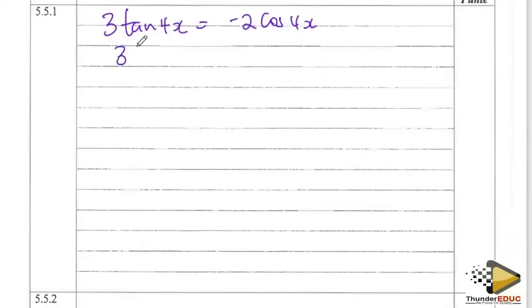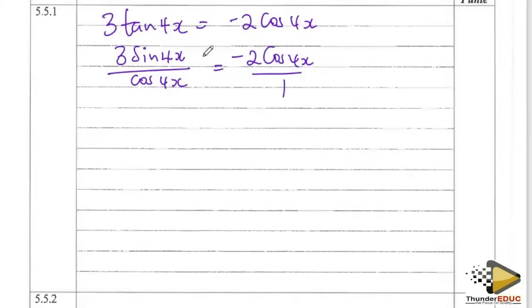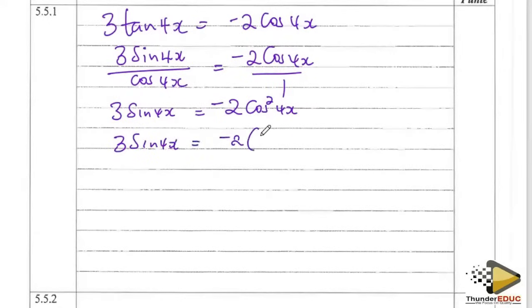Okay, I'll say 3 sine 4x over cos 4x is equal to negative 2 cos 4x. And then I'll do my cross multiplication. I have 3 sine 4x is equal to negative 2 cos squared 4x. And then I can change this to a sine. I have 3 sine 4x is equal to negative 2 into 1 minus sine squared 4x.